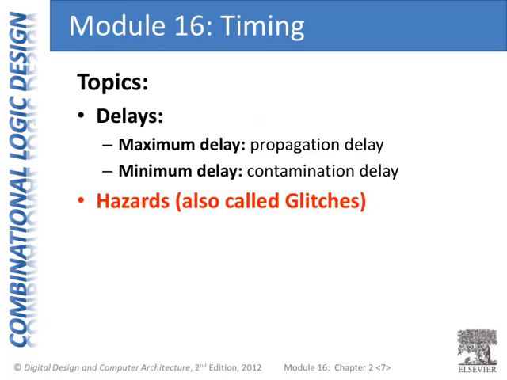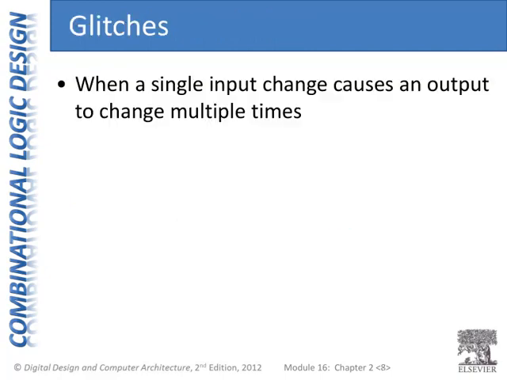So now let's talk about the last topic of this module, which is hazards. These are also called glitches. A glitch occurs when a single input change causes an output to change multiple times. So let's examine a circuit and see how this works.